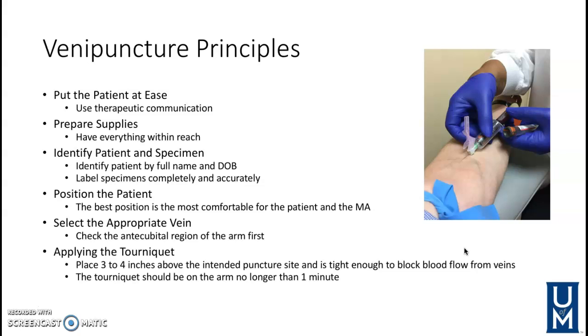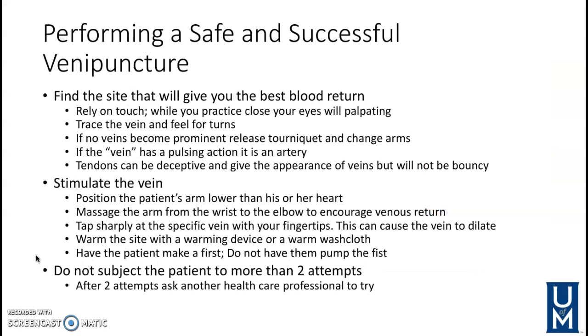Have our supplies ready, identify our patient, know what tests we're going to be including, position the patient appropriately, which means making them comfortable and having their arm at an appropriate level, selecting an appropriate vein. You see in this picture they are using that antecubital area, and then applying the tourniquet, which I've already created a whole video going over. One thing I do want to note is that the tourniquet should not be on any longer than 1 minute. If we keep it on longer than that, it will begin to affect our sample.